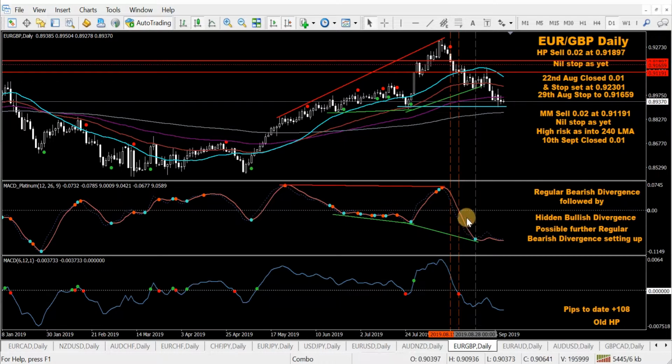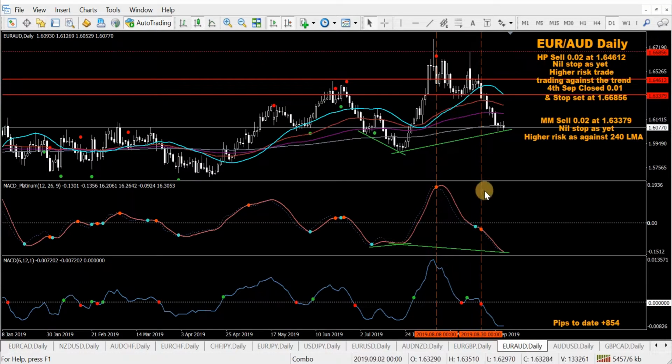Euro pound, took a sell, another sell, got to stop. It's getting pretty monotonous, isn't it? So looking all right there. It's at a sort of support level at the moment. If it breaks through here, it could go for some further downside, but it is a pound pair, so Brexit has a fair say in that.